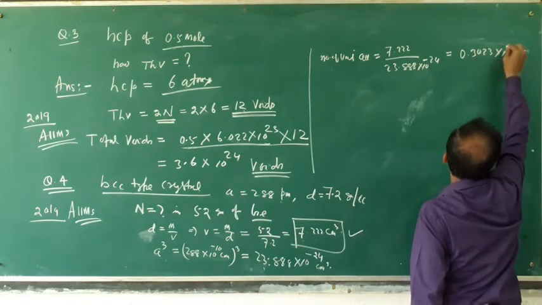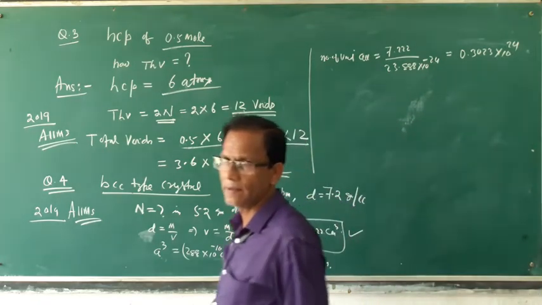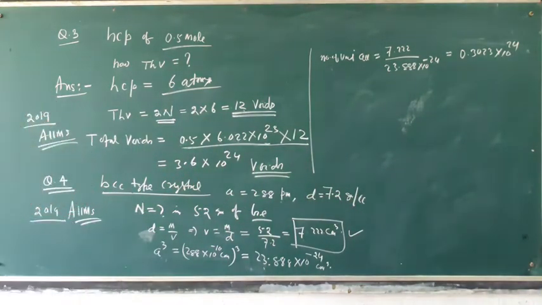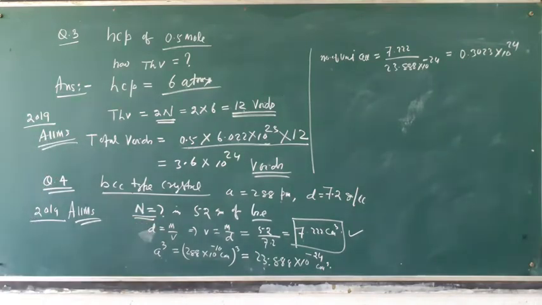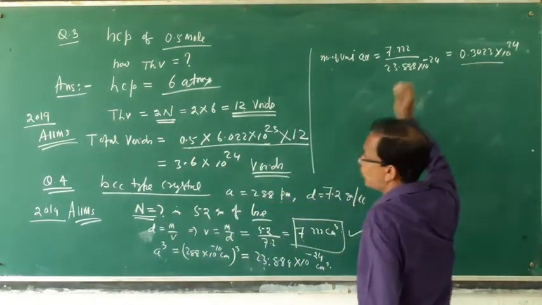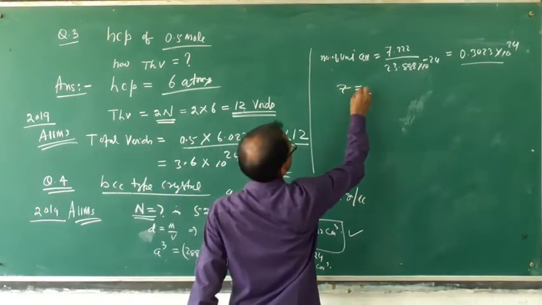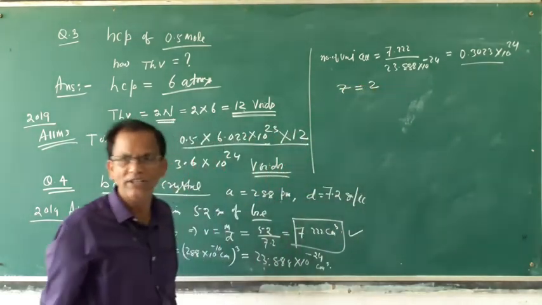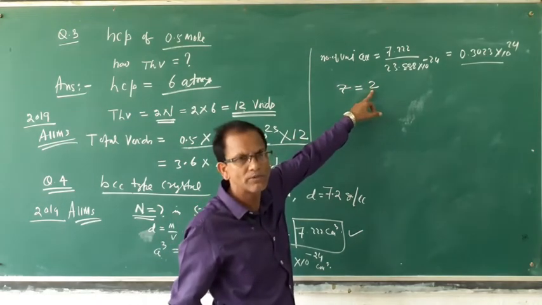0.3023 into 10 to the power 24. This much number of unit cells present. But the question is, how many atoms? The number of unit cells is calculated, but we know as it is a BCC type, Z value is 2. Per unit cell 2 atoms present.